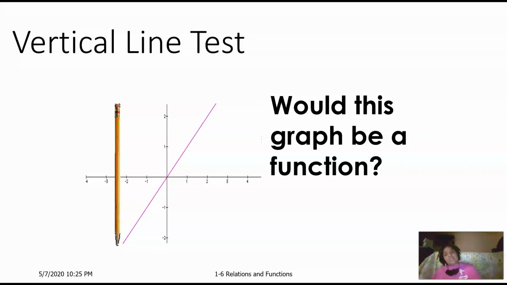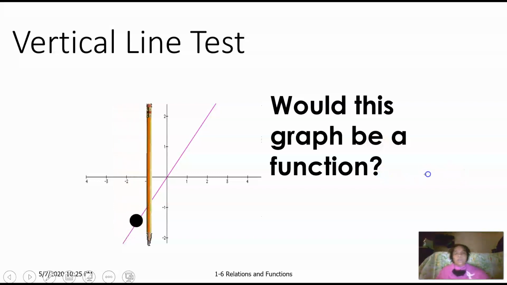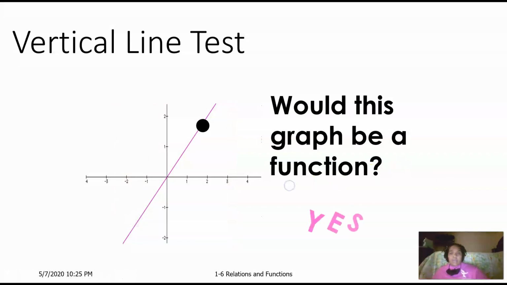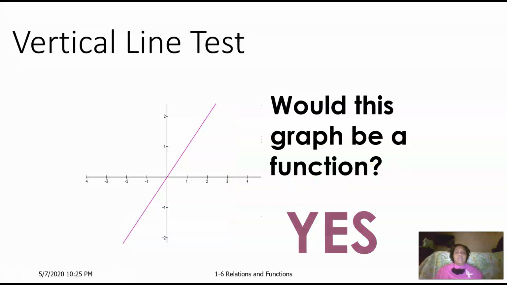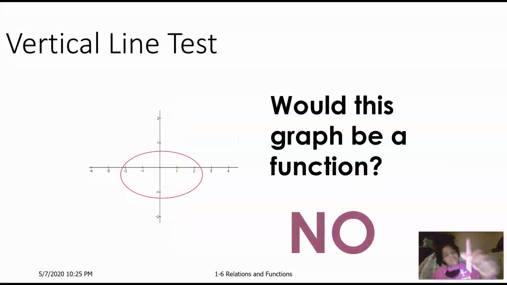So if you follow the screen, the pencil should only hit one point at a time on that line. Okay, so yes, this one is a function because as you can see, it hit 1 point at a time, not 2 points. So this one here, it hit 1 here, but it hit 2 here. So it makes this graph not a function because it hit 2 points in the center.